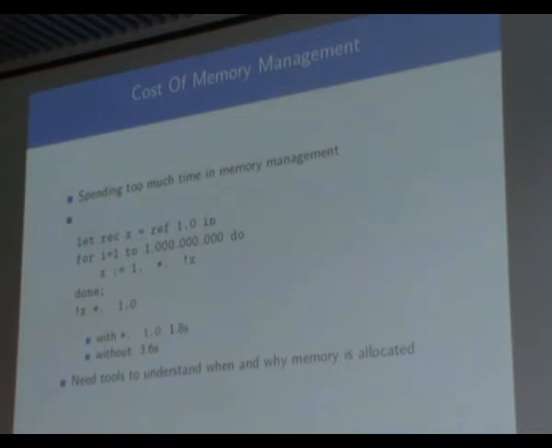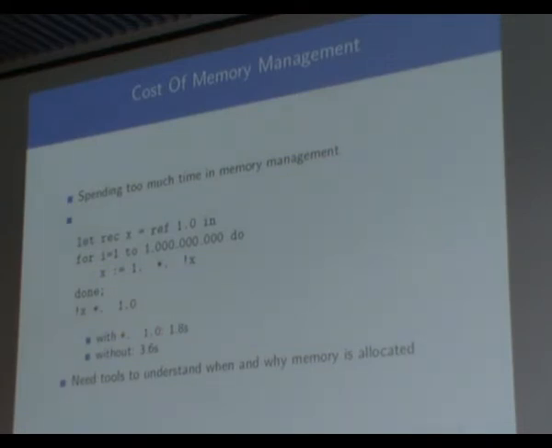The cost of memory management is when our applications spend too much time in memory management. Looking at the example here, we actually expect the program to run a little faster, but it behaves differently than we expected. We can see here a for loop that just multiplies the value x by 1. When I compile and execute it without the multiply by 1 at the end of the loop, I get 1.8 seconds, and when I add the multiply by 1, I get 3.6 seconds.